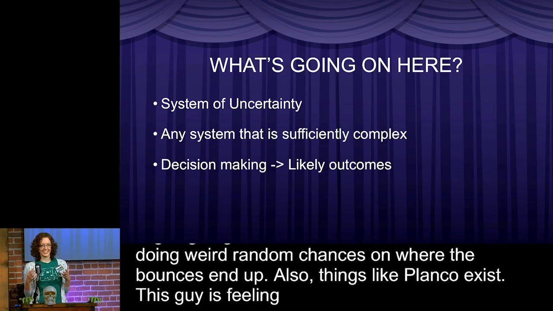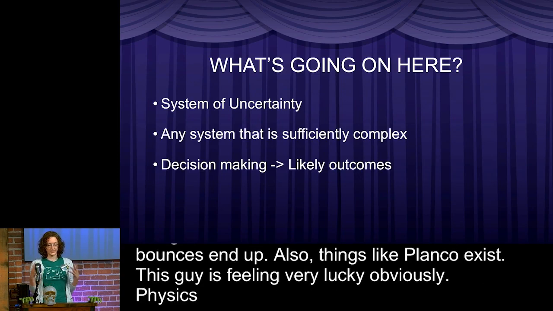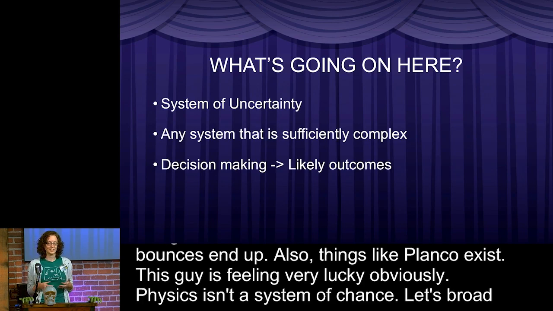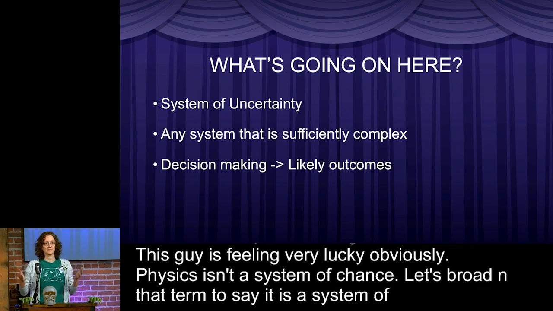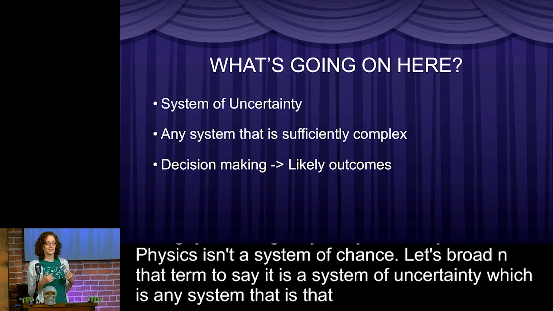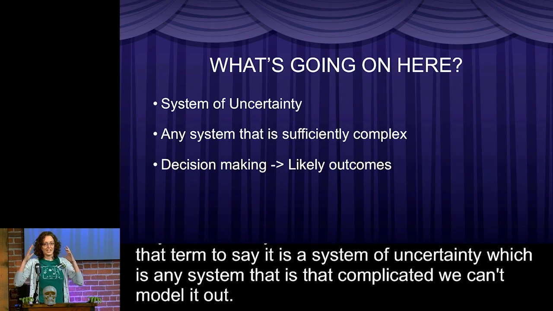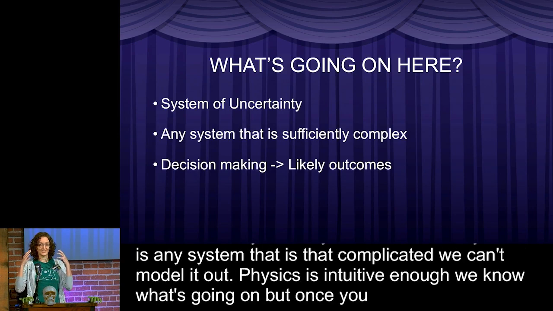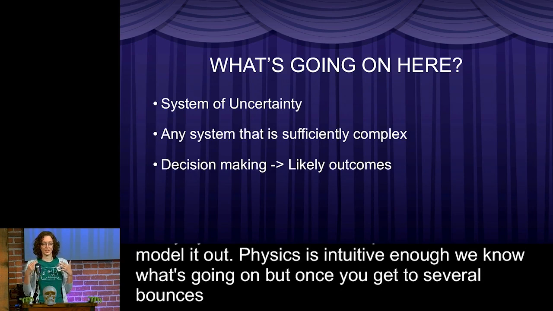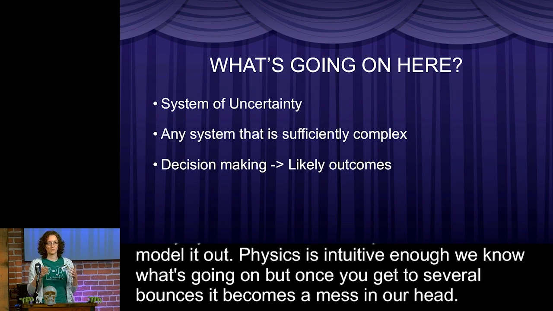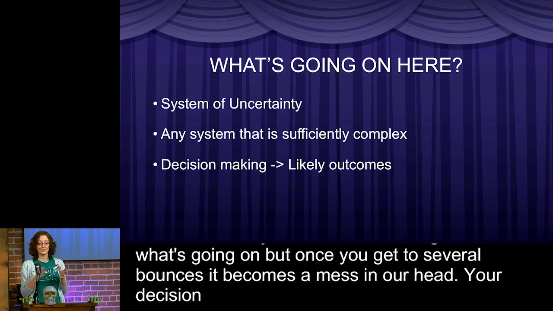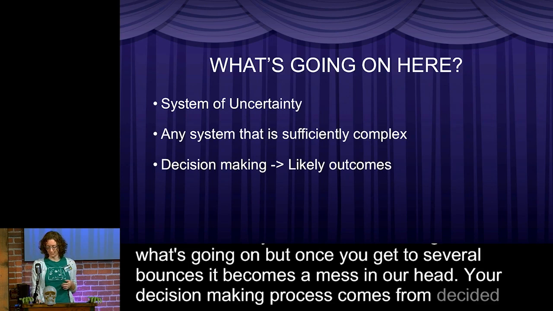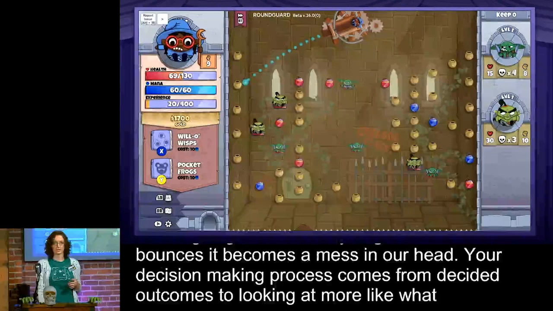So while physics isn't a system of chance, let's broaden that term to say it's a system of uncertainty, which really is any system that is so complicated that we can't really model it out. Physics is intuitive enough that we know what's going on, but once you get to several bounces, it becomes a mess in our head, right? And so there's a good deal of uncertainty there, and your decision-making process moves from decided outcomes to looking at what the likely outcomes are. So let's walk through that process in a shot.